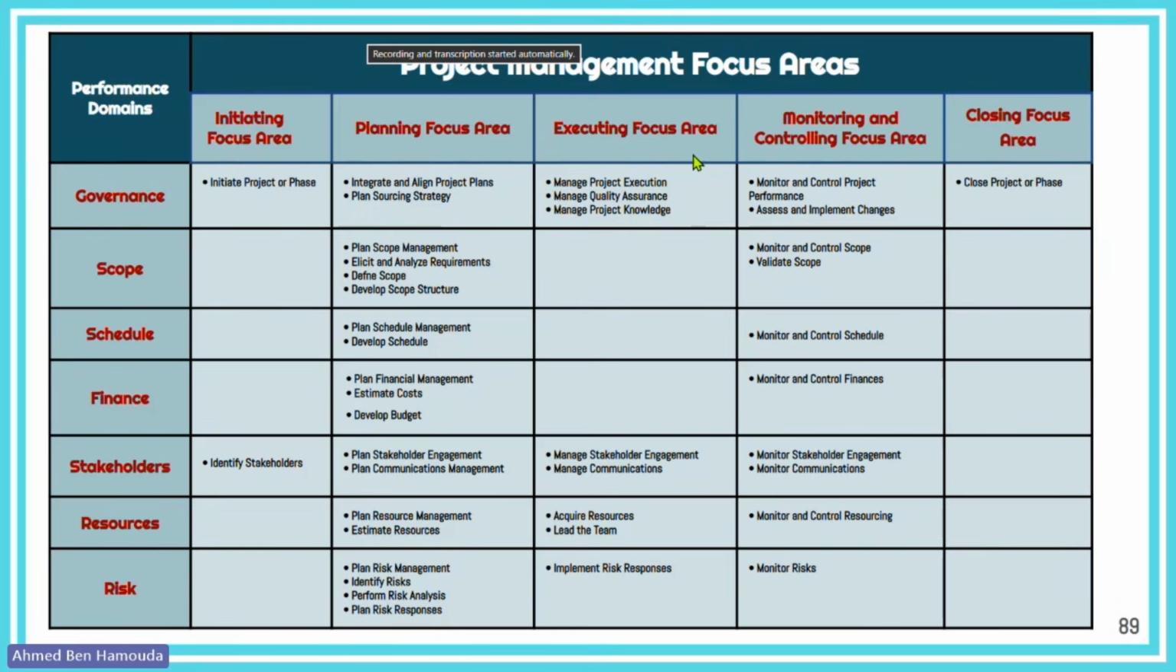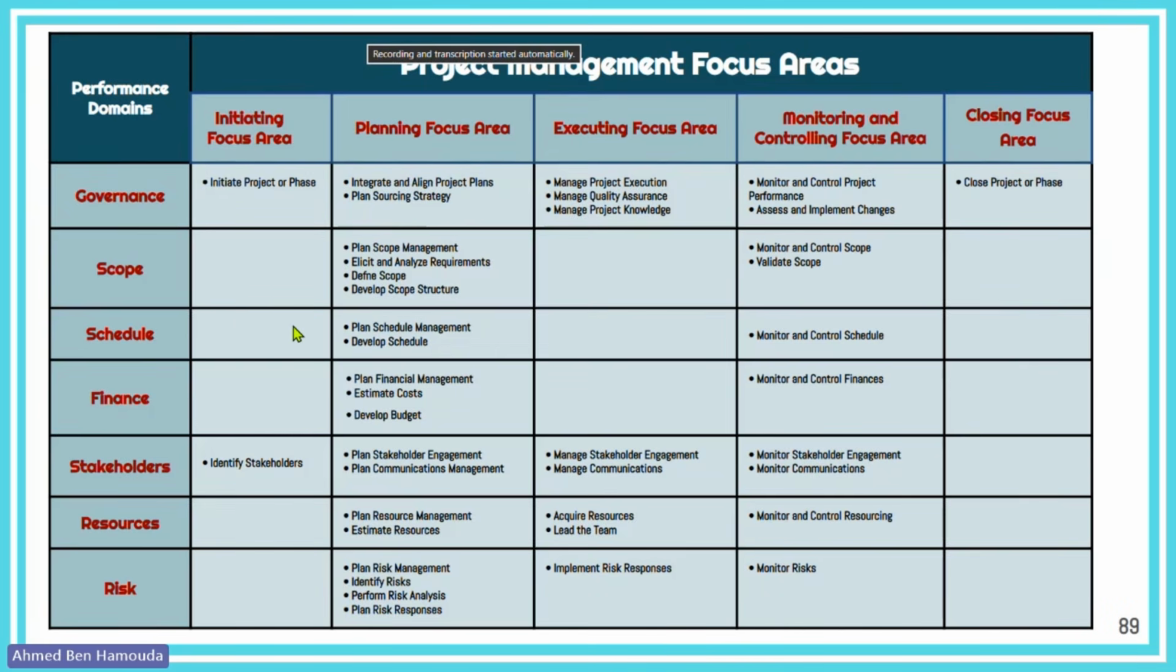And then the scope is executed as part of managing the project execution here. That's why it's empty here in the executing area. We don't execute the scope, we execute the work, because the scope, which are requirements, will be worked on. And when they're worked on, it's part of the project execution. But you will definitely monitor and control the scope with your team and validate it with your customer. Okay? Closing the scope happens while closing the project for all of these performance domains.